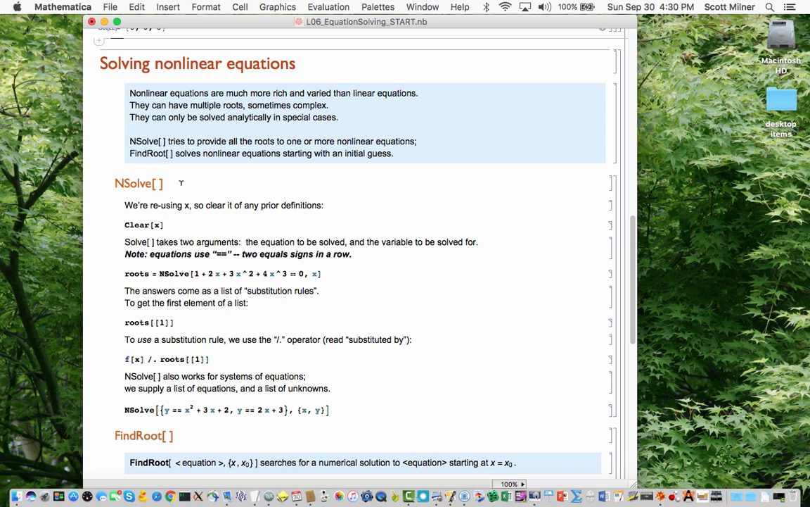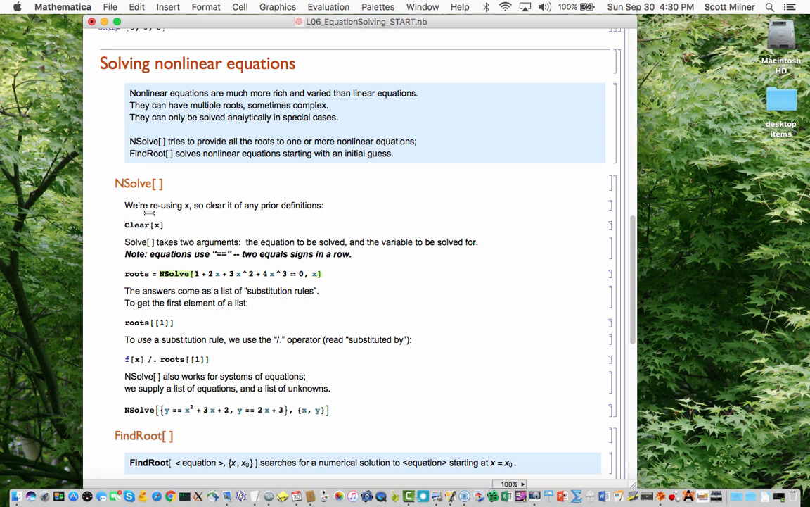NSolve tries to find all the roots to one or a list of nonlinear equations, and I'll give an example in a moment. FindRoot is a procedure that solves a nonlinear equation but provides only a single root starting with an initial guess, and I'll show an example of that in a moment. So for NSolve, I'm going to solve this system of equations here. The form of NSolve is type the equation, comma, the variable that you're solving with respect to.